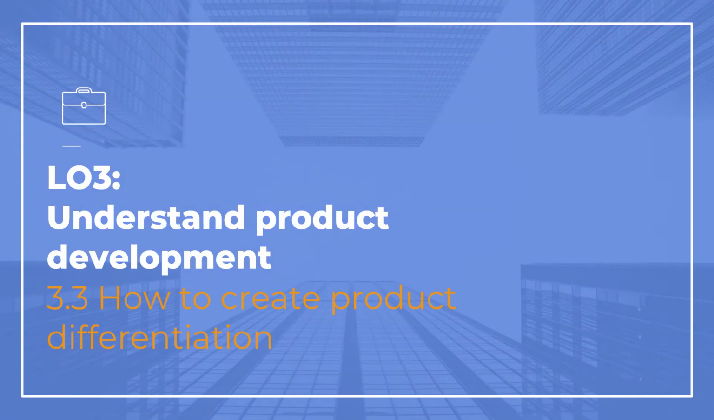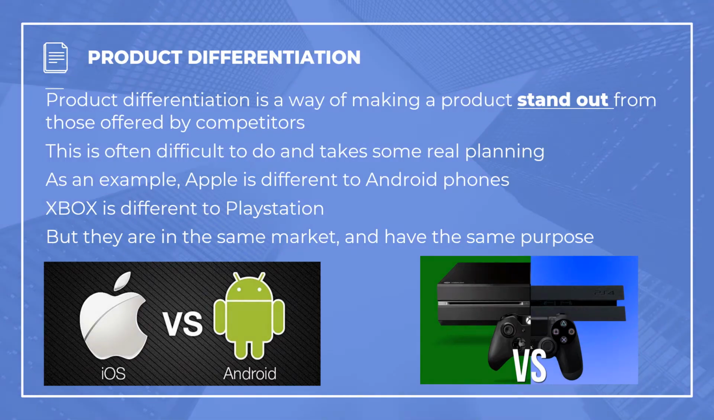This is 3.3, how to create product differentiation. So what exactly is product differentiation? It is essentially making your product different or making it stand out from all the competitors. This is often a difficult thing to do, and it does take some real planning.